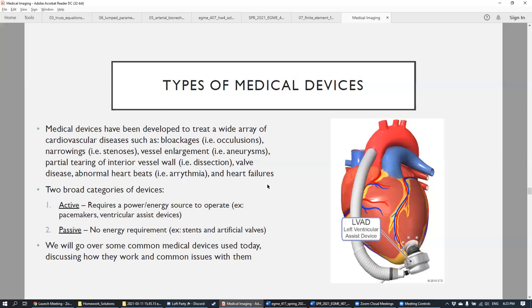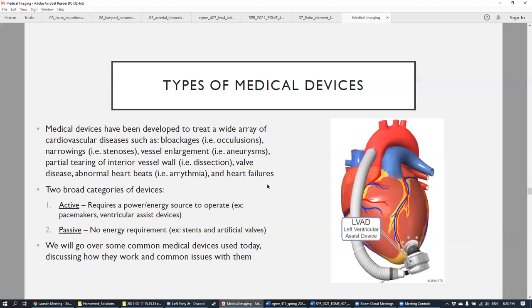There are tons and tons of devices out there, but I'll characterize them into two categories. One category is called an active device. These are active because they normally require some kind of power source or energy source to operate. We'll cover two of those in this lecture: pacemakers and VADs, which are ventricular assist devices. The other category is passive devices, which don't require any energy. These would be things like stents or artificial valves.